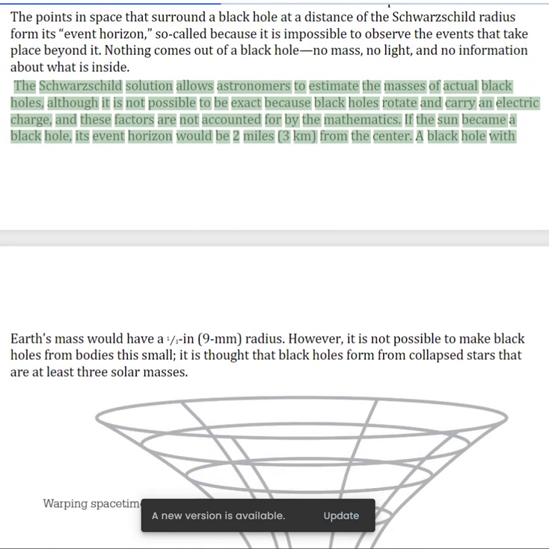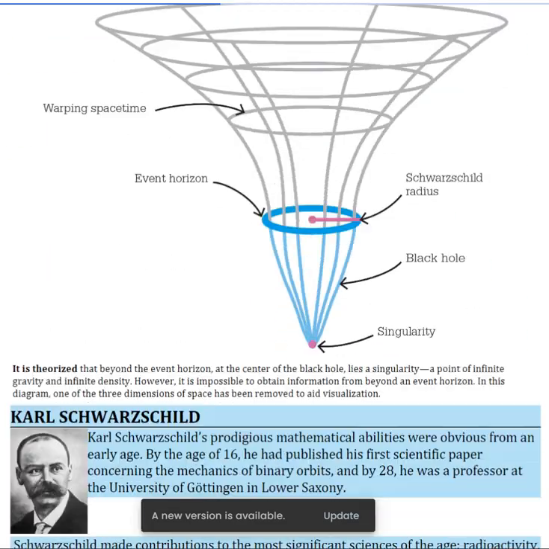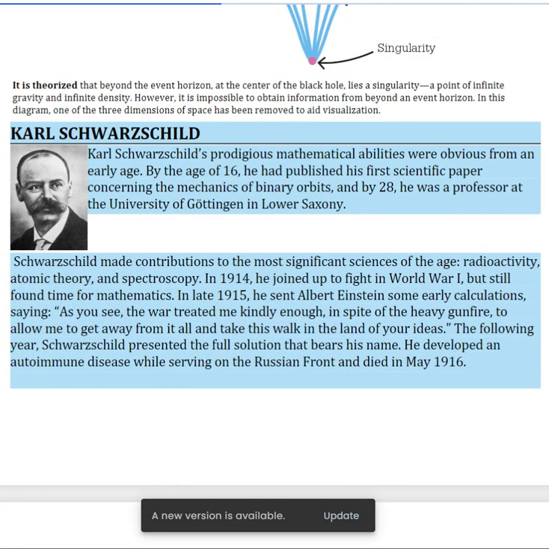The Schwarzschild solution allows astronomers to estimate the masses of actual black holes, although it is not possible to be exact because black holes rotate and carry an electric charge, and these factors are not accounted for by the mathematics. If the Sun became a black hole, its event horizon would be 2 miles from the center. A black hole with Earth's mass would have a radius of about 9 millimeters. However, it is not possible to make black holes from bodies this small. It is thought that black holes form from collapsed stars that are at least 3 solar masses.